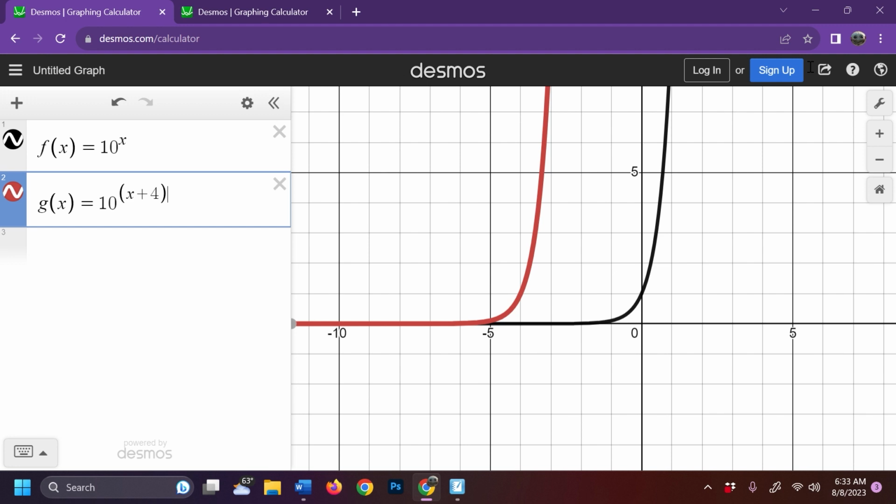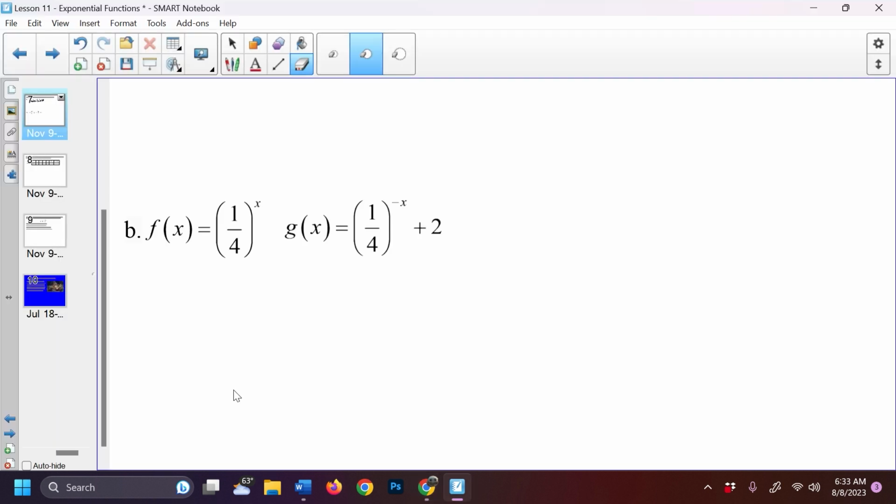And we can see that we have a graph of exactly the same shape, except, and you can see 0, 1 now becomes negative 4, 1. So that point right there has been moved 4 units to the left. All right, this next expression, I have f of x equals 1/4 to the x power. And here I have g of x is equal to 1/4 to the negative x plus 2.